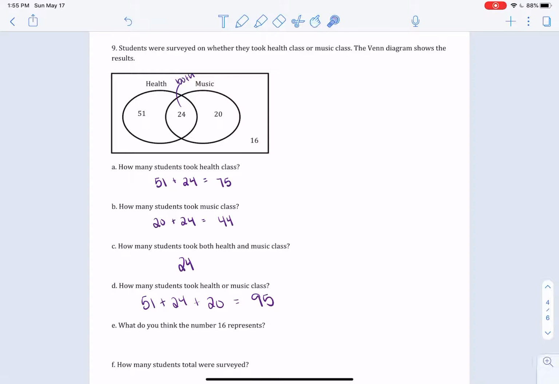Then it says, what do you think the number 16 represents? So if you didn't notice, there's a little 16 right there. So what does that represent? Well, those are the students that do not take health or music. Right, because in the survey, they were asked if they took health or music. So here's the students that took health, here's the students that took both, here's the ones that took music, but then the 16 are the students that didn't take either of those things.